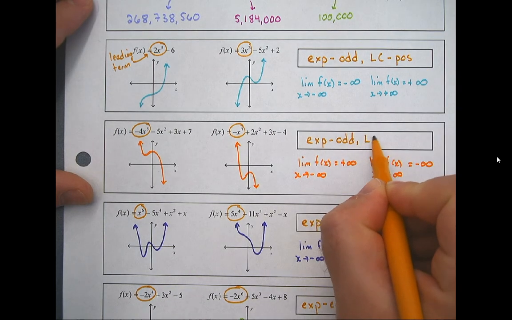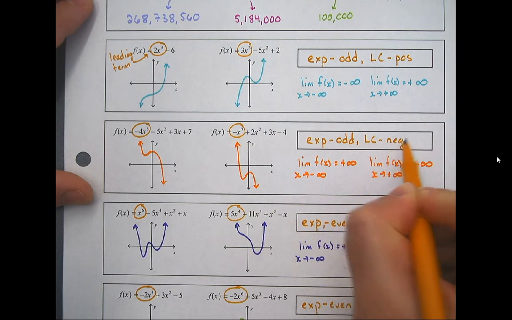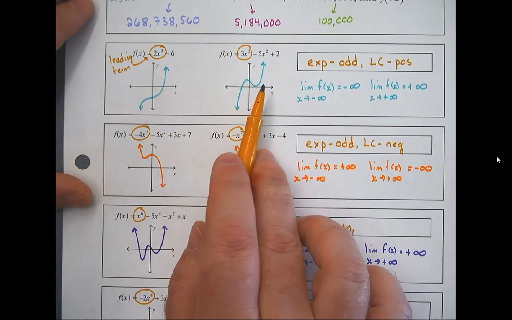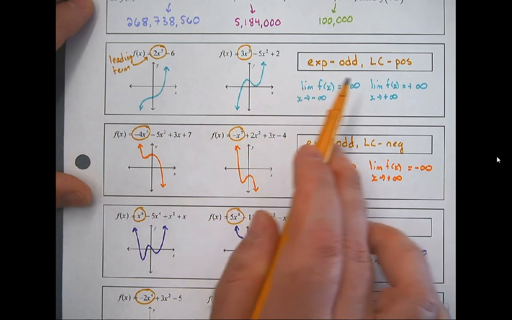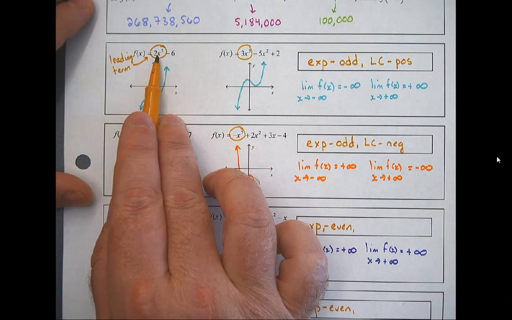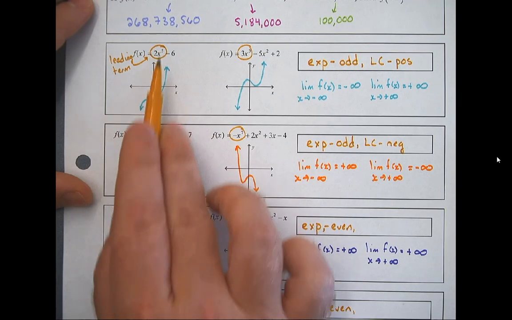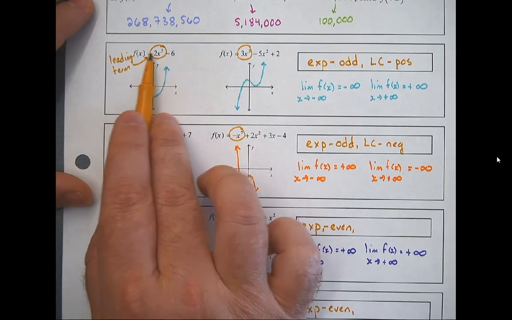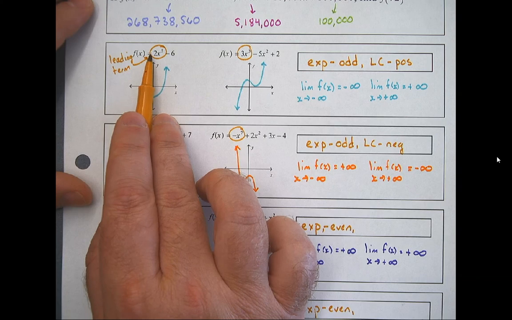In this case, my leading coefficient is negative. So I can make a decent sketch of my graph just knowing the exponent and the leading coefficient of the leading term. So in this case, positive squared, positive to an odd goes up, negative to an odd goes down, and then when you multiply by another positive, it's still going to be positive.